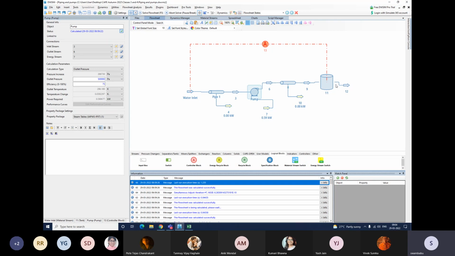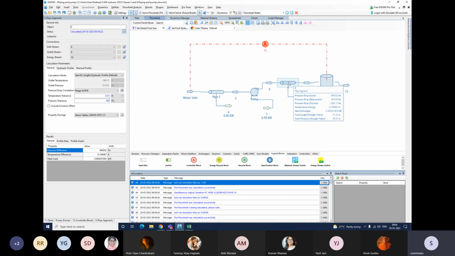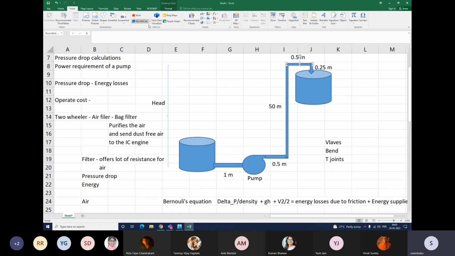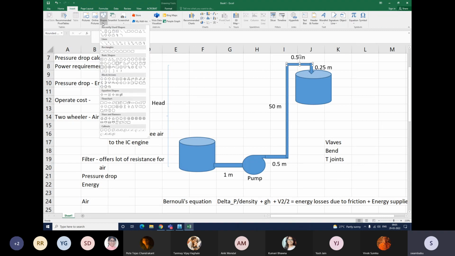Now, in this pipe segment, I just put straight pipes. We have a straight pipe here, here, and here. But whenever there is a bend, whenever there is elevation, whenever there is a horizontal or vertical pipe, we always have bends.